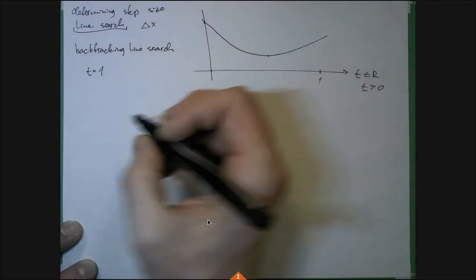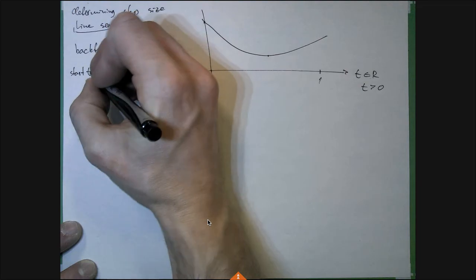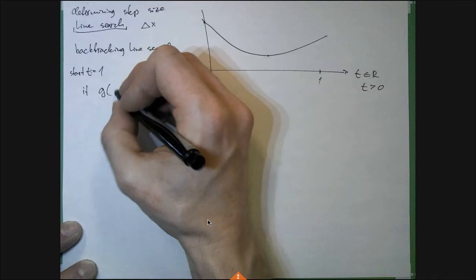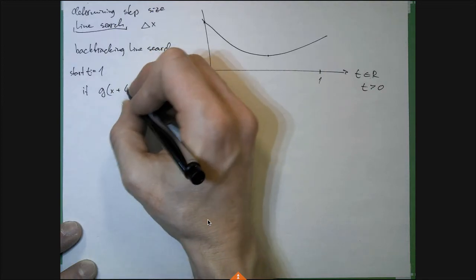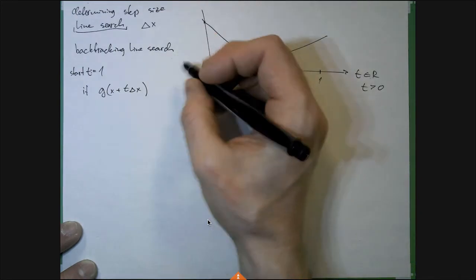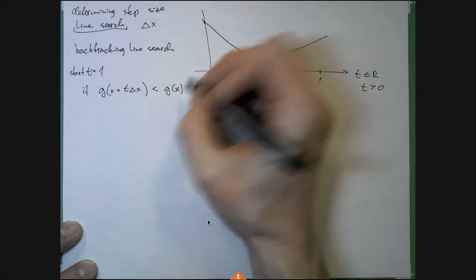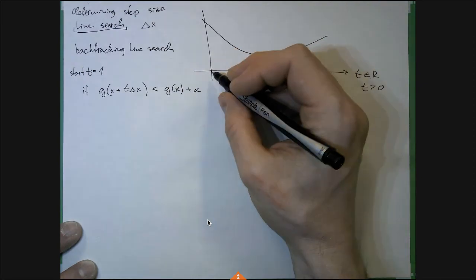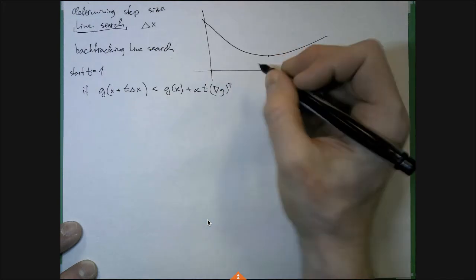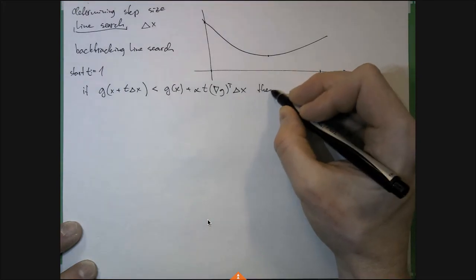So the backtracking line search works like this. Start with t equals 1. You just look at the objective and evaluate it at x plus t delta x. And if it's smaller than g(x) plus something, I will explain in a second what this something means, the gradient of g transpose delta x, then we are done, then stop.